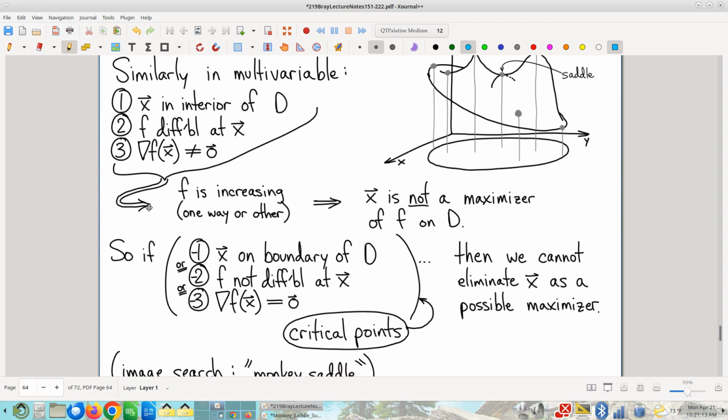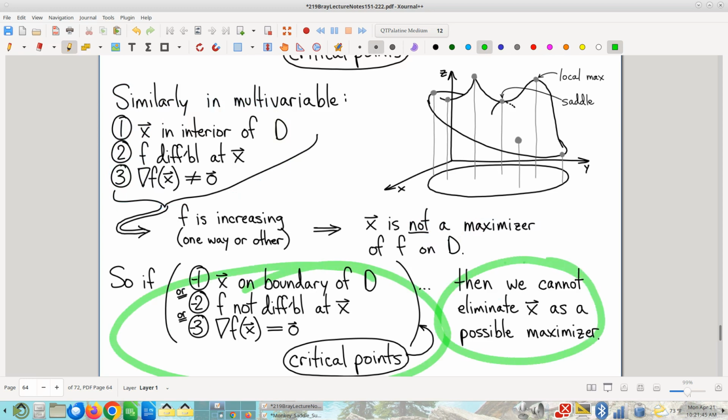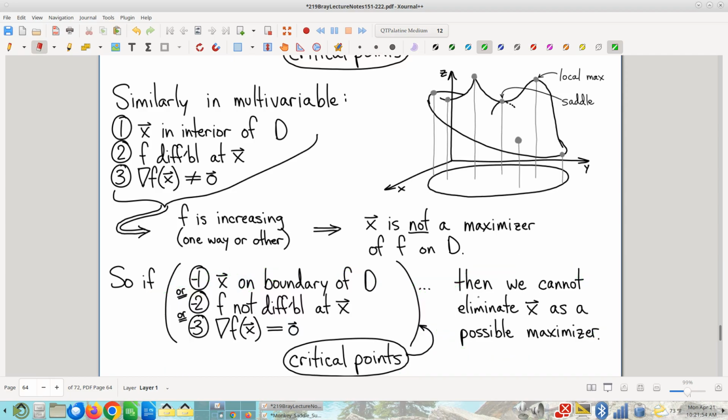So we call them critical points. We check them. So same thing here. Again, here's a list of conditions that allows us to conclude that a point is in some direction or another still increasing. Couldn't therefore possibly be a maximizer or minimizer. And so all we have to do, again, is just look for points where one of these conditions fails. Who knows? It could be any one of the three. If any one of these three conditions fails, then again, I can't eliminate those points as possible maximizer, minimizer, whichever one you're interested in. And so we call them critical points, and we check them.